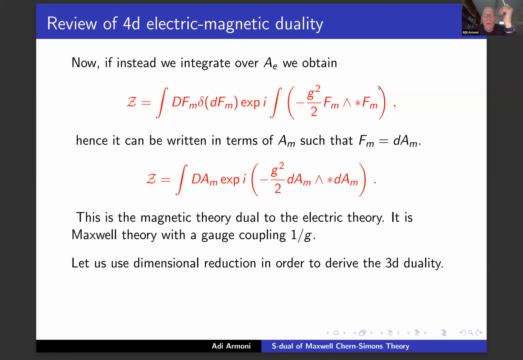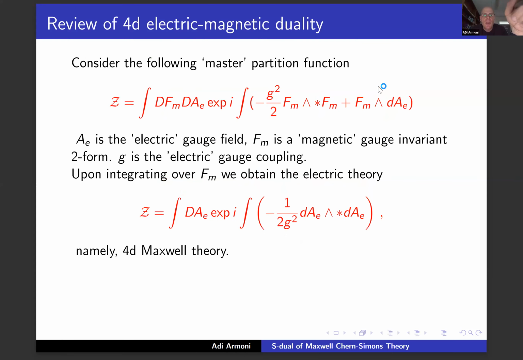So what we learn from this exercise is that we can recover electric-magnetic duality starting from this master partition function. And in principle, all we need to do is to use this master partition function and to do dimensional reduction to 3D. So this is a 4D theory. All we need to do is to do dimensional reduction to 3D.